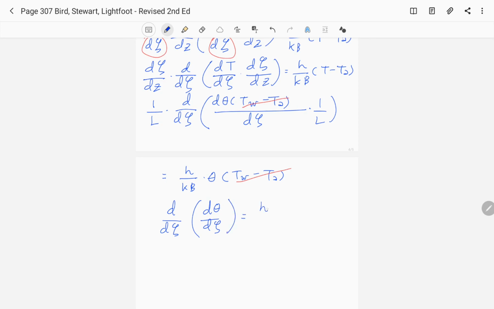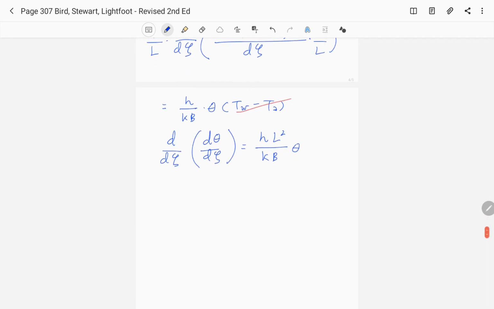It is equal to HL squared over KB multiplied by this. So we have this very simple ODE that represents our dimensionless temperature. Okay, I stop my video in here and I will continue the derivations in the next video. Thank you.